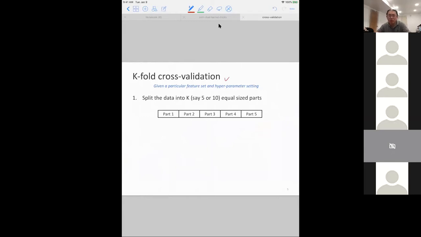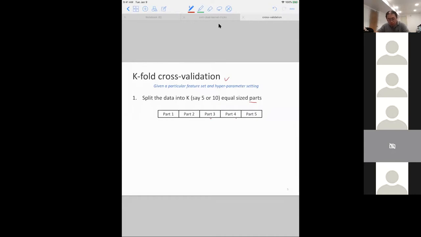Maybe you haven't heard of it before. So what is k-fold cross-validation? I'm going to split the data randomly into k equally sized parts. k is often chosen as 5 or 10. We take 5 as an example. So I have part 1, part 2, part 3, part 4, and part 5.